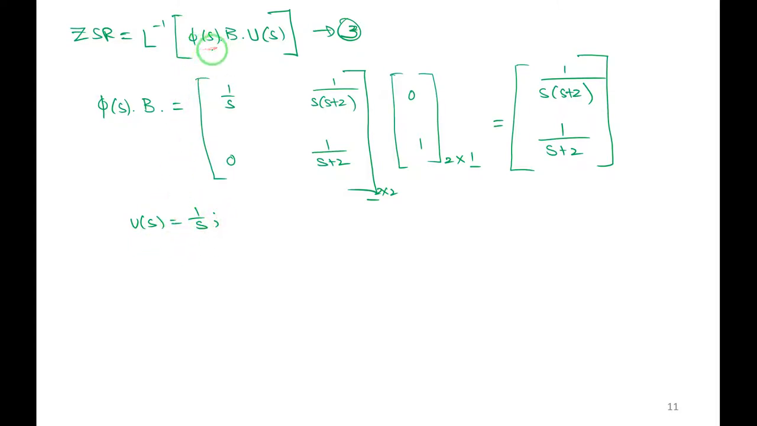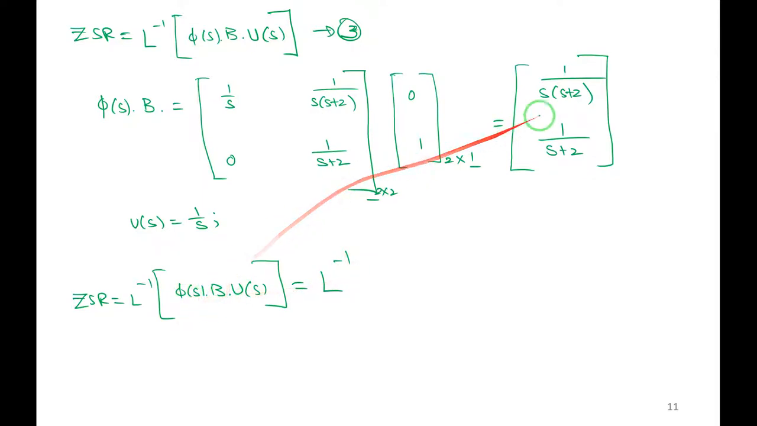Next we will see phi of s into b into u of s. First we will get it. So the zero state response, ZSR, is equal to Laplace inverse of phi of s into b into u of s. Already we know phi of s into b, right? Let us multiply it with 1 by s. Laplace inverse of, I will multiply 1 by s, so it will become 1 by s square into s plus 2. So this multiplied with s in the denominator gives 1 by s square into s plus 2.